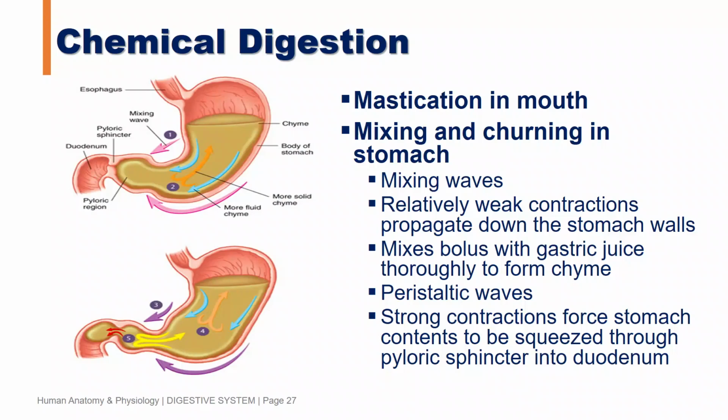Okay, so remember, inside here in the photo, you have your chyme already, which is a combination of your food and the gastric juice. Then down inside, there's a peristaltic wave, a strong contraction that forces whatever is inside your stomach to be squeezed down to the pyloric sphincter, going to the duodenum.